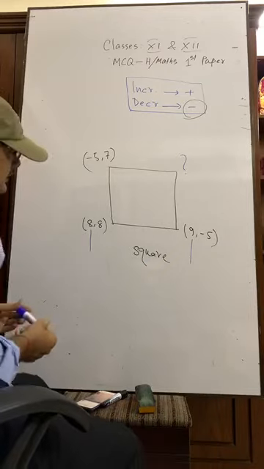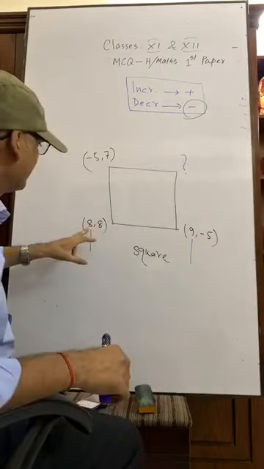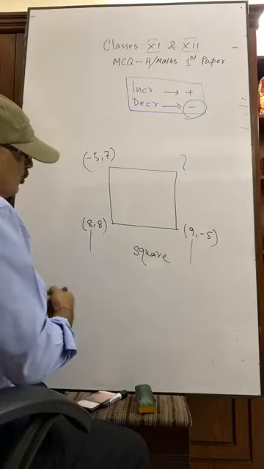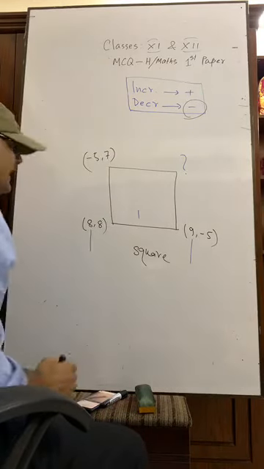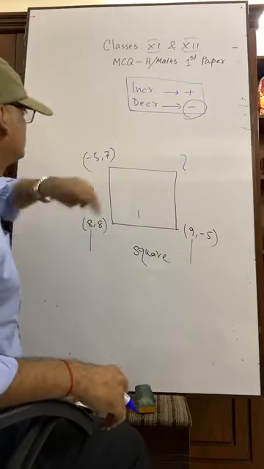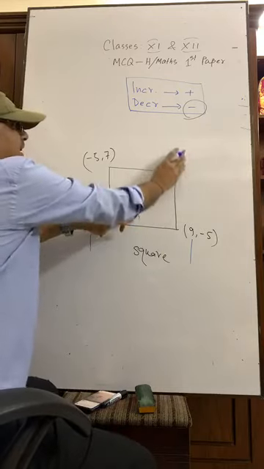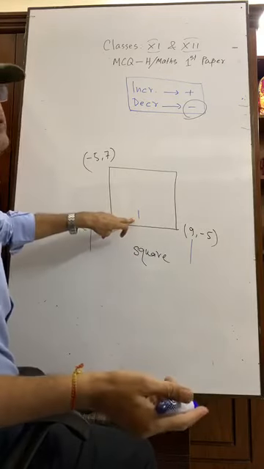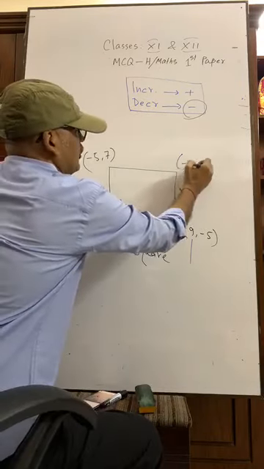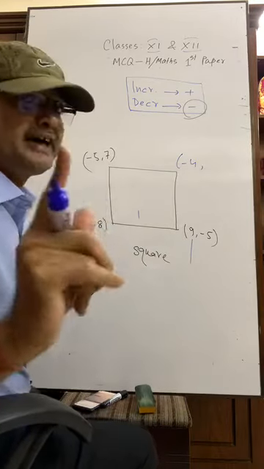Anyway, you see, the difference between 8 and 9 is 1. And it is increasing, which means addition. So minus 5 plus 1 equals to what? Minus 4. Yes, minus 5 plus 1 equals minus 4.